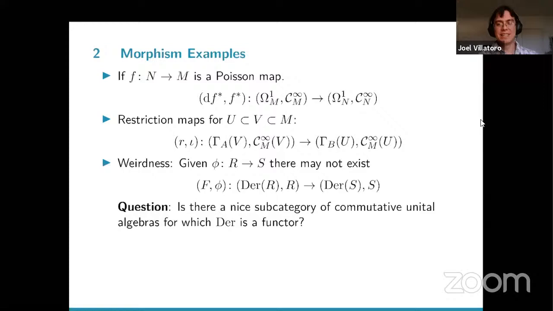But the point is basically that this derivation operation, the thing that sends R to Der R, is not a functor. And so one interesting question that I don't really know the answer to is: is there a nice subcategory of commutative unital algebras for which this derivation actually is a functor? So for which there's a canonical map of their derivations like this. And I suspect that the answer to this is something like étale.